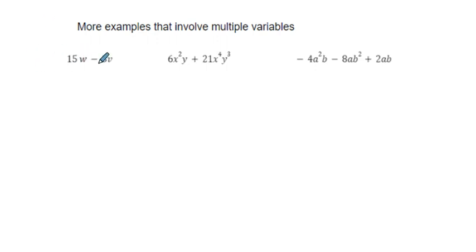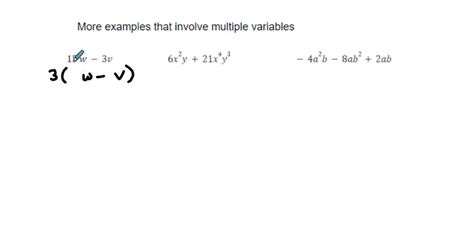So if I look at 15w minus 3v, what I notice is I've got a w over here, I've got a v over here, so there's no variable in common. So I know that those variables are going to wind up inside the parentheses. But what I do have for a greatest common factor is both 15 and 3 are divisible by 3. 15 divided by 3 will give me 5, and 3 divided by 3 will give me 1. So I'm going to pull a 3 out. And I know I'm going to have w minus v.